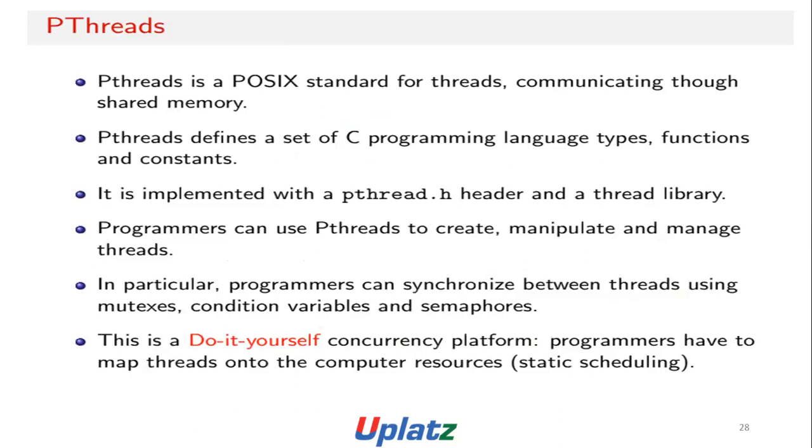Pthreads is a POSIX standard for threads communicating through shared memory. Pthreads defines a set of C programming language types, functions, and constants. It is implemented with a pthread.h header and a thread library. Programmers can use pthreads to create, manipulate, and manage threads. In particular, programmers can synchronize between threads using mutexes, condition variables, and semaphores. This is a do-it-yourself concurrency platform. Programmers have to map the computation onto the computer resources, using static scheduling.